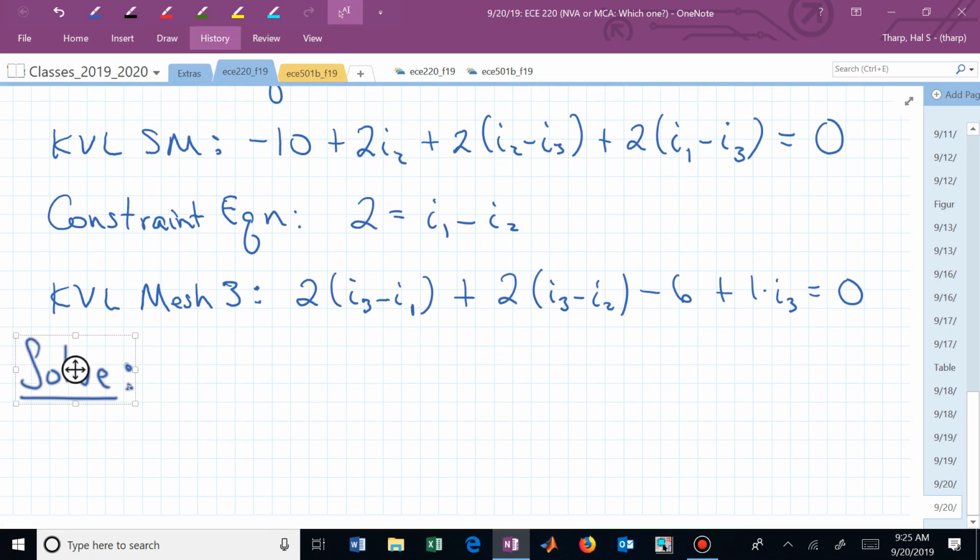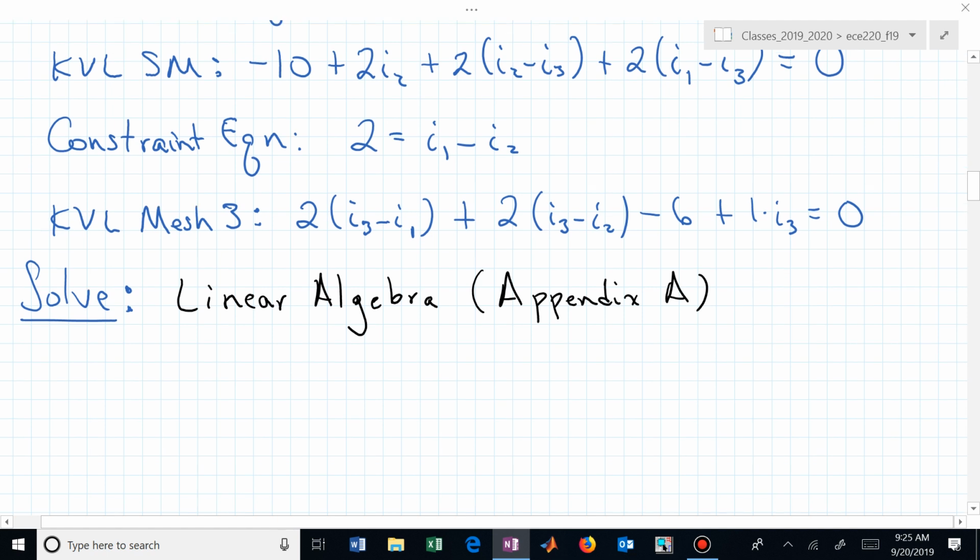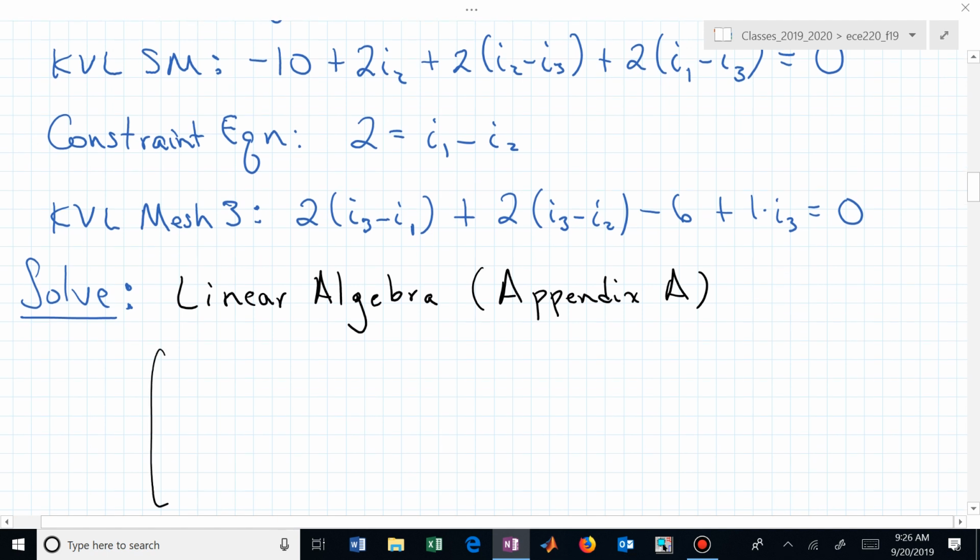Now we're ready to solve this. And this is where I continue to say, we have 3 equations in 3 unknowns. We have 3 simultaneous equations in the 3 unknowns. That's linear algebra, and that is discussed in Appendix A. Or how can I write that in a matrix form? I have these unknown mesh currents. I have 3 of those.